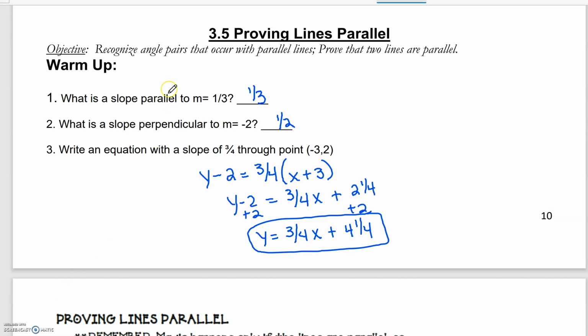So a slope parallel should be the same slope, so 1/3. Slope perpendicular should be the opposite reciprocal, so flipped and then the sign changed. And then we're putting it into point slope form, with this being my x1, this being my y1. We end up with a double negative here, distributing the 3/4, and then adding 2 to get your final equation.